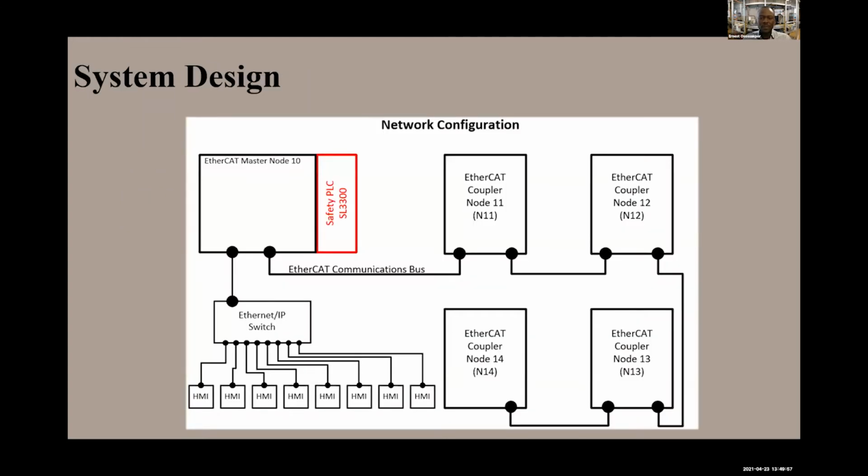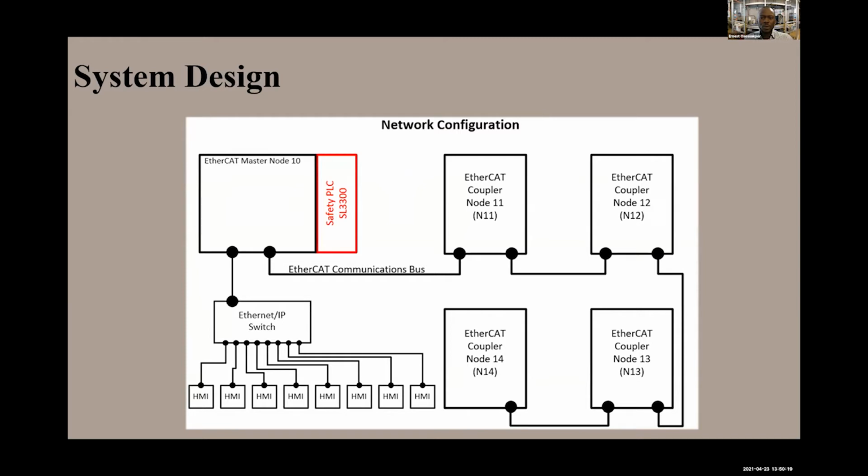Here we have an image of the safety system network configuration. The safety network within the robotics lab consists of a standard EtherNet/IP network and an EtherCAT communication bus. EtherCAT stands for Ethernet for Control Automation Technology. EtherCAT applies Ethernet for automation applications requiring short data update times.